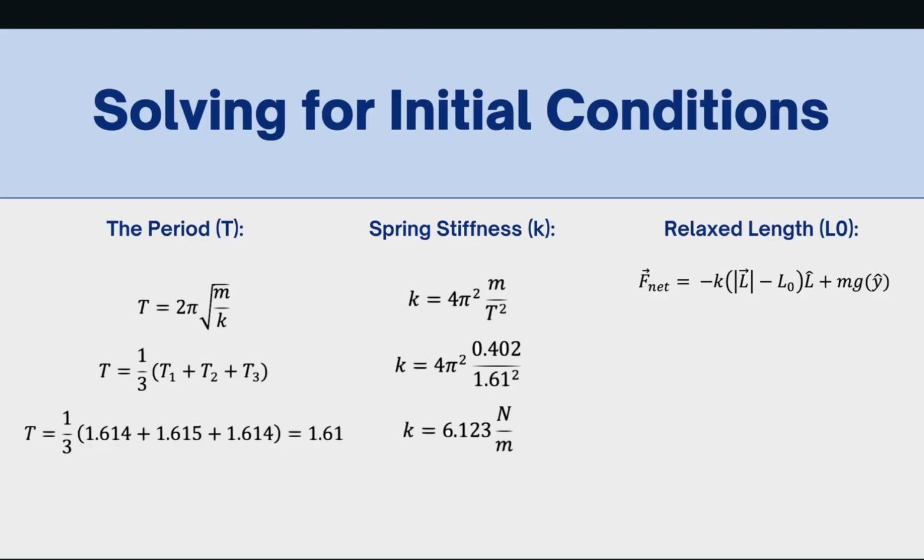Then we can say the spring stiffness k is given by 4 pi squared m over T squared. And so using that average time we found, we can plug that into this equation to find the spring constant. And then we can use that to find the relaxed spring length by using the stretched spring length minus mg over k, and that gives us 0.056 meters.